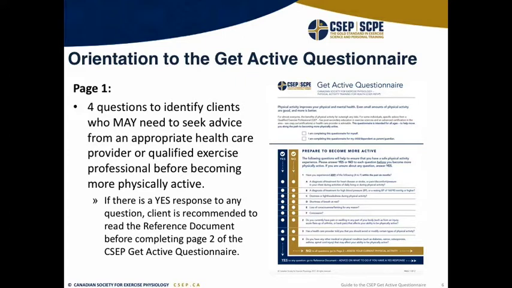you'll notice that there are a series of questions that identify clients who may need to seek advice from a healthcare provider or exercise professional before becoming more physically active. So there's a series of yes or no questions. If there is a yes response to any of these questions, the client is recommended to read the reference document before completing page 2 of the CSEP Get Active questionnaire. And I'll be speaking more about what it means to have a yes answer to each of these questions later in the presentation.